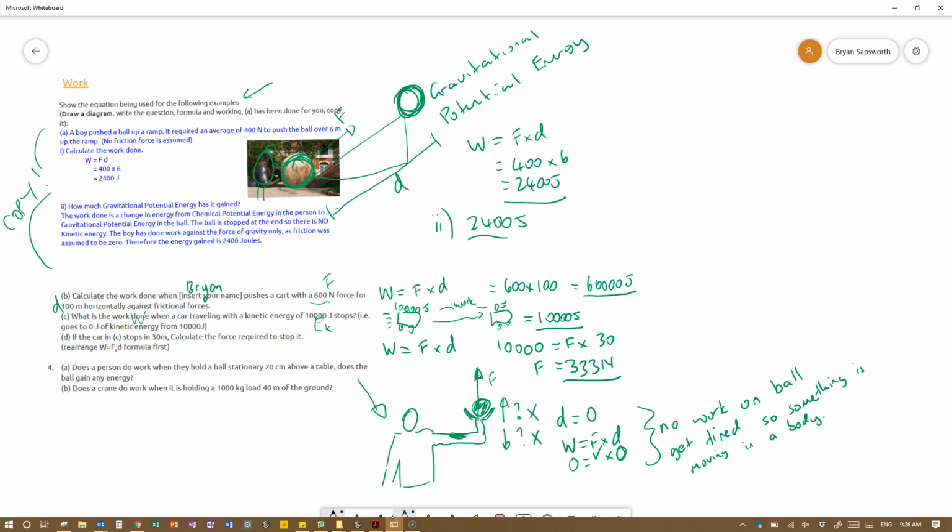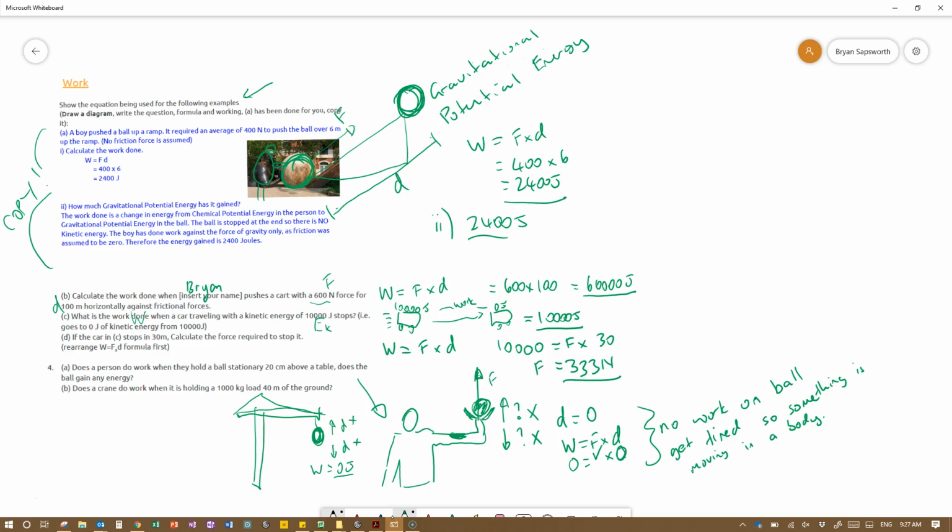But imagine we replace you with something that could do the job better, which would be a crane, and it was holding the ball up. Well, the crane can turn off. It doesn't need to do any work. It doesn't need an engine going to hold that there. There's no distance up, no distance down, so the work done equals 0 joules. There's no work done on that ball, only if it's moving.